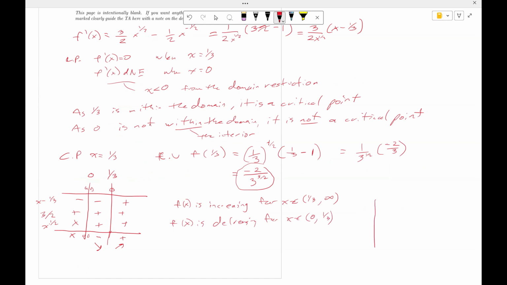If I update my graph, I want to include my critical point and critical value. So that is simply the point here, and it's this value here we said was (1/3, minus 2/3 to the 3/2). And I'm decreasing up to this point and increasing after. I don't know anything about concavity, but this is what I'm able to say thus far.